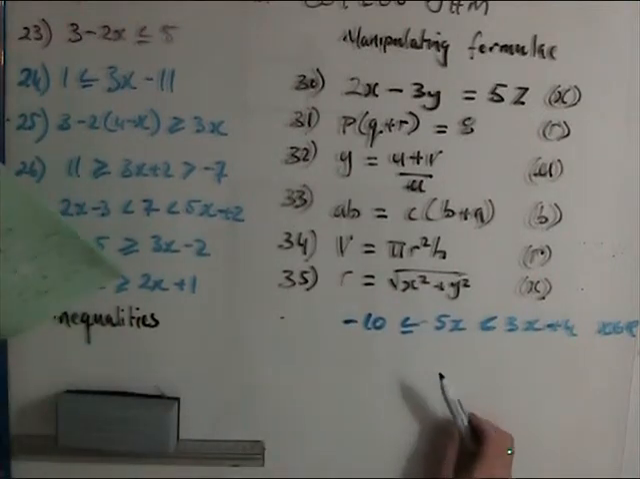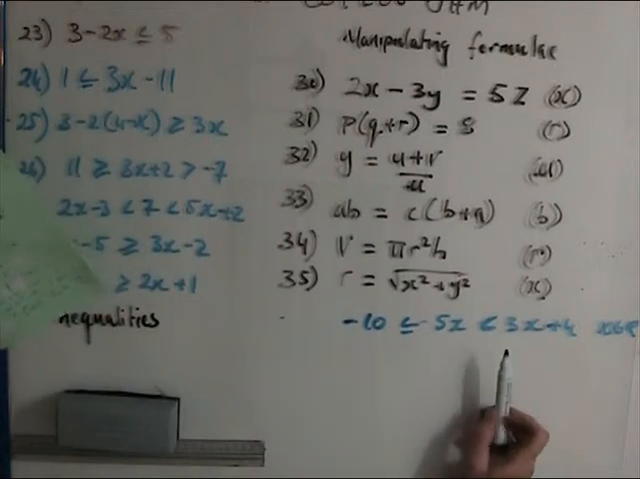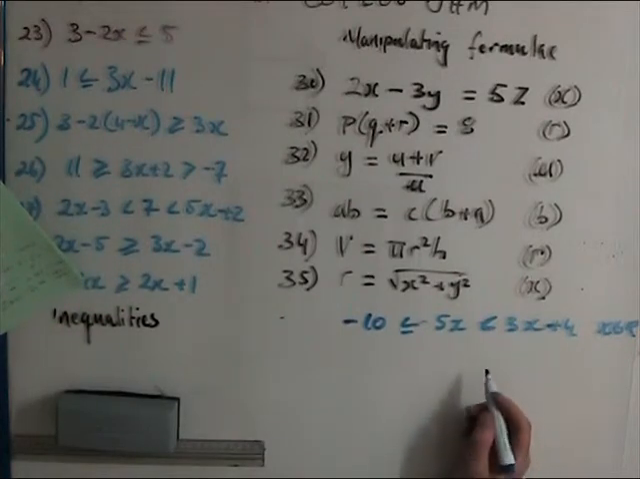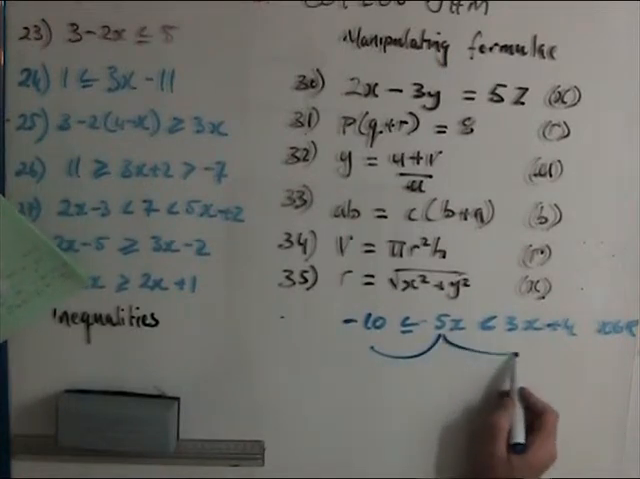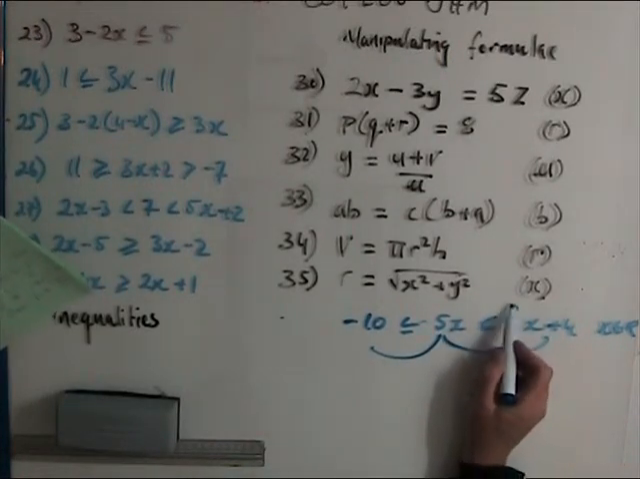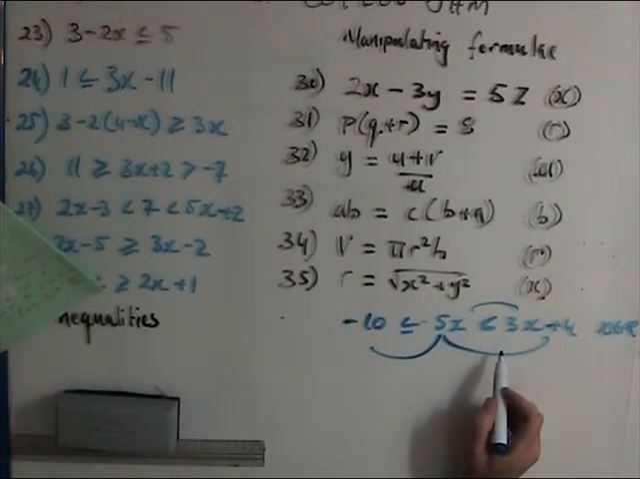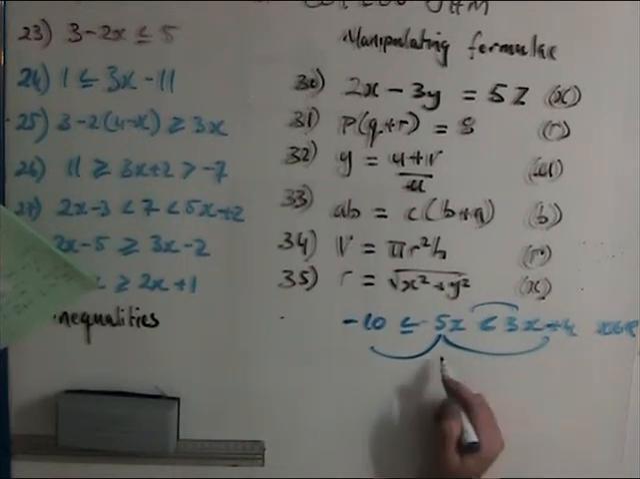So it's very simple to do. You just bring them across. Now, I'm bringing that 5 across, but what I must do to one side I must do to the other side. And I must bring that 3x over because it's in the way. We need to isolate x on its own.